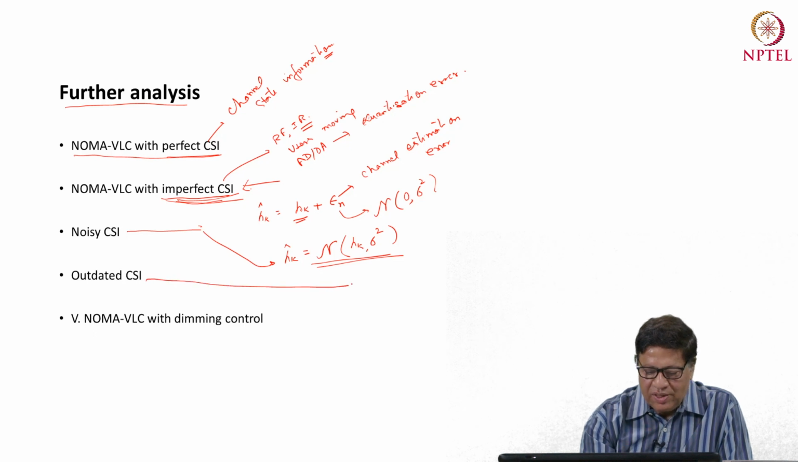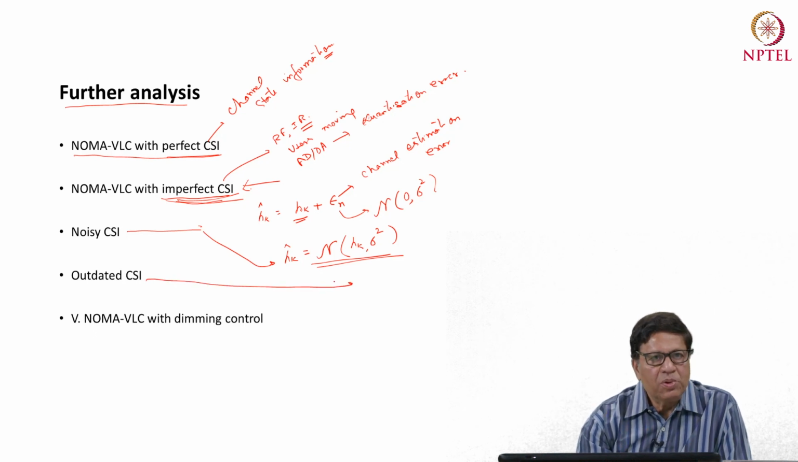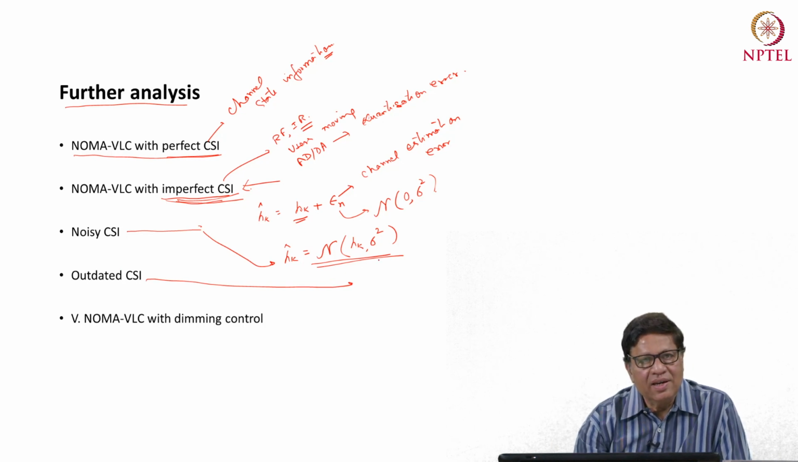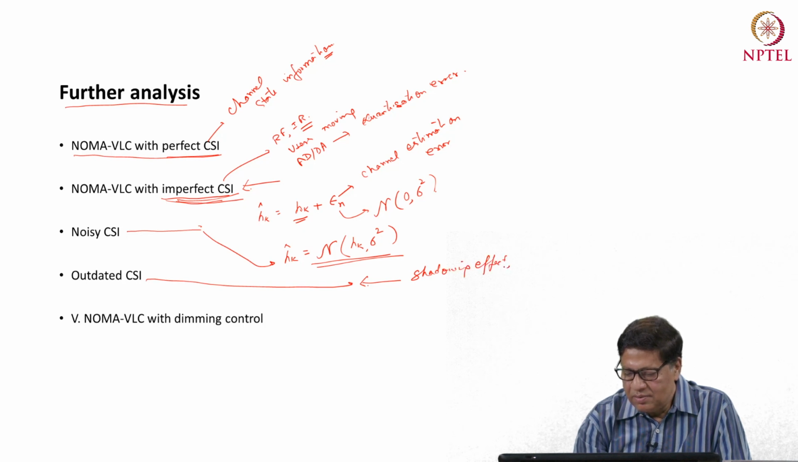There can be an issue with outdated CSI. Suppose the user is moving very fast, and whatever information you have got for the channel is no longer valid because the user has moved to a different location, or some shadowing effect has happened. So sometimes you will get channel state information which is outdated, which is not current. This should also be taken into account, and this basically comes from the shadowing effect or the user moving fast.